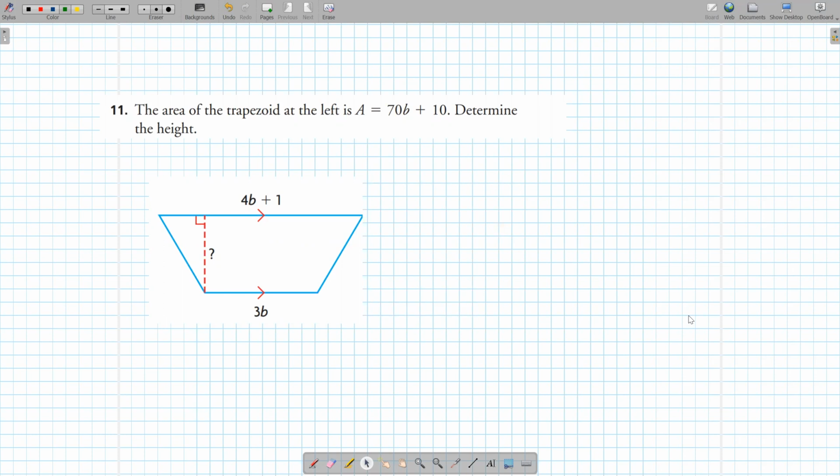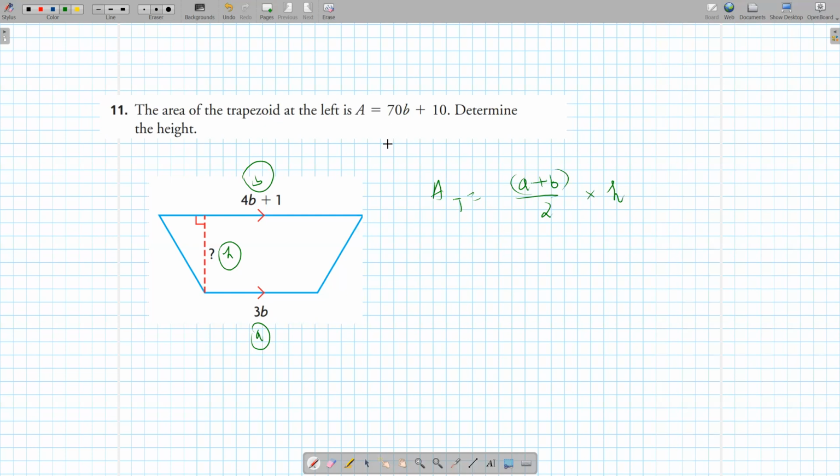Does it have to do with like 2 bases instead of 1? Yeah, it does. So it works like this, okay? We can call this a, we can call this b, we can call this h, the height. The area of a trapezoid is equal to a plus b divided by 2 times the height. Okay? You gotta add them up, divide by 2, and then multiply by the height.